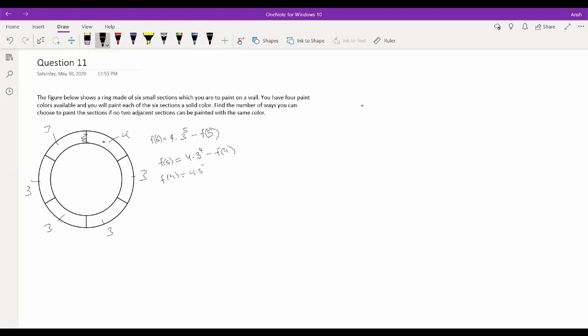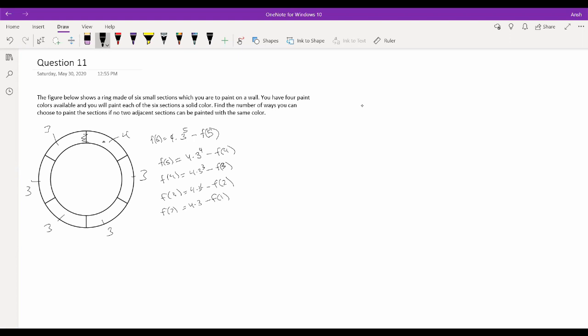So F of four would be 4 × 3³ minus F of three. Then F of three is 4 × 3² minus F of two. F of two would be 4 × 3 minus F of one.